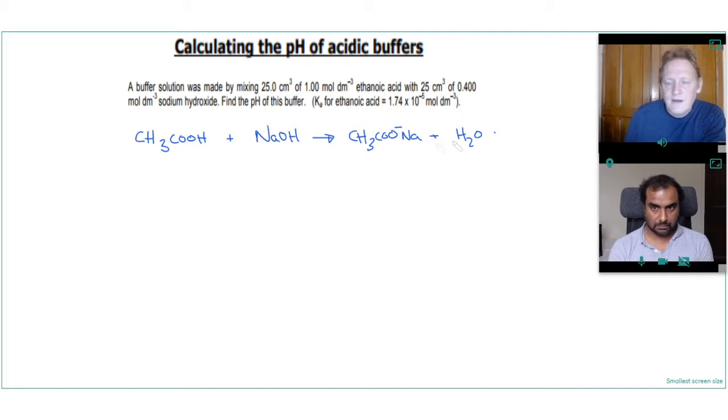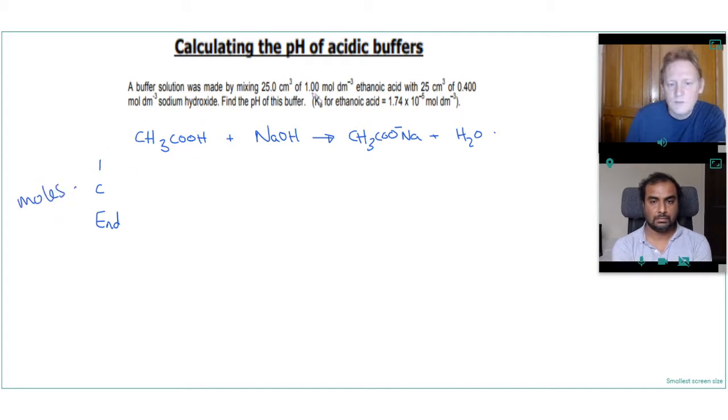So we need to work out how much ethanoic acid and how much sodium ethanoate we have at the end of this reaction. So we'll use the ICE method, which we've seen for calculating equilibrium constants, but here we're not calculating what we've got at the equilibrium, we're calculating what we've got at the end of the reaction. And all this will be in moles.